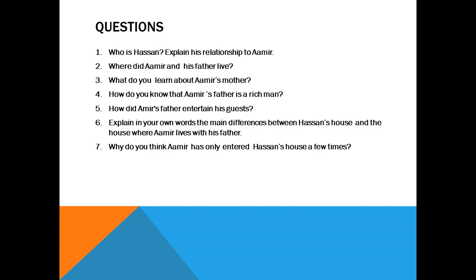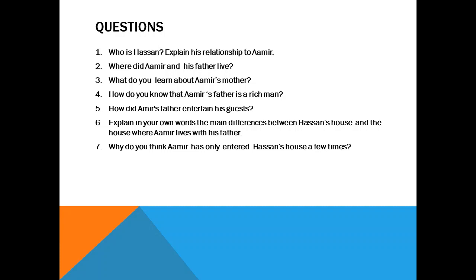So you have heard about these both characters in the passage, right? One of them was rich and one of them was not rich and was just a servant. Question number 2 is, where did Amir and his father live? So you have to tell about it. You just have heard in the passage. Question number 3 is, what do you learn about Amir's mother? Something has been told about Amir's mother in the passage as well, so you have to tell that.